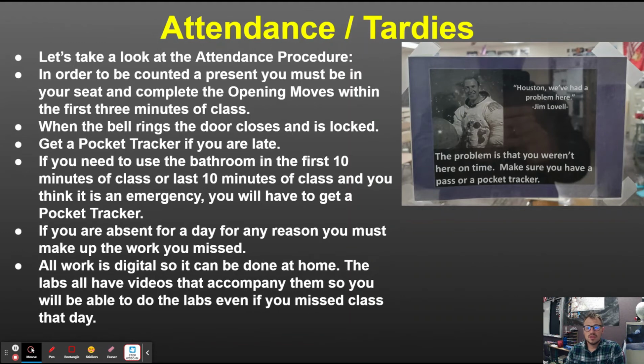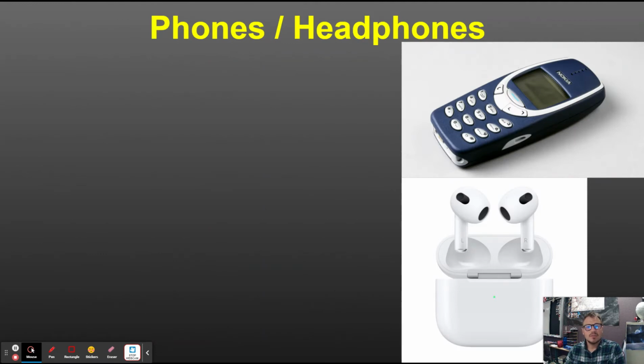The labs all have videos that accompany them, so you will be able to do the labs even if you miss class that day. So now, phones and headphones.